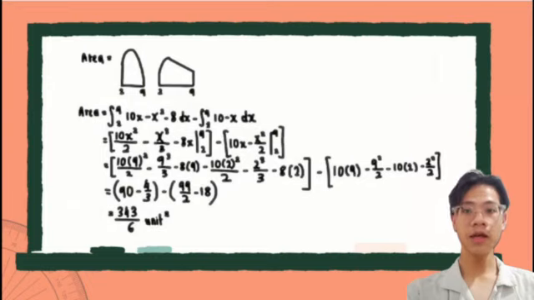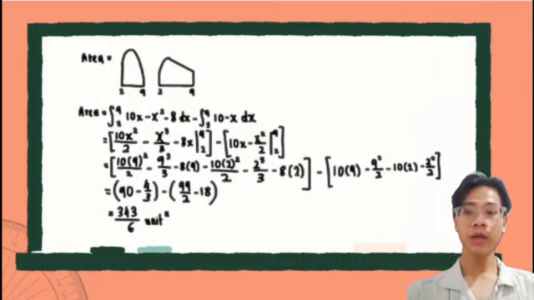And after that, substitute the x with the limit and we'll get open bracket 10 bracket 9 square over 2 minus x bracket 9 cube over 3 minus 8 bracket 9, minus 10 bracket 2 square over 2 minus 2 cube over 3 minus 8 bracket 2 close the big bracket, minus open bracket 10 bracket 9 minus 9 square over 2 minus 10 bracket 2 minus 2 square over 2 close the bracket.